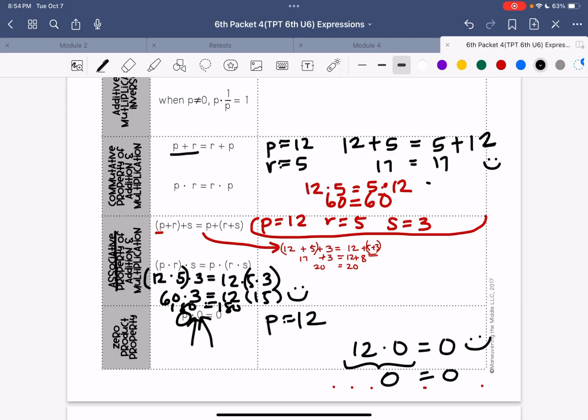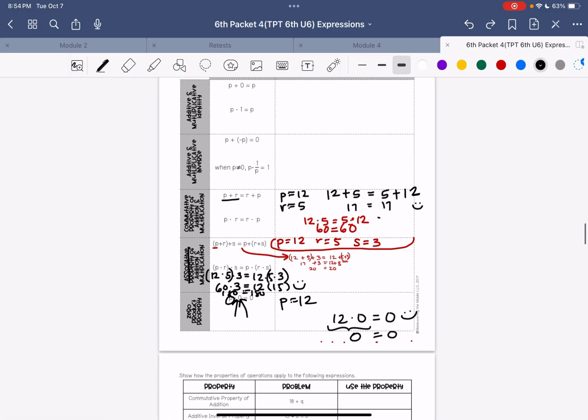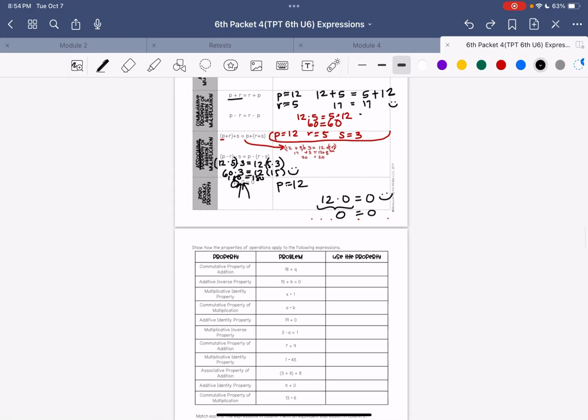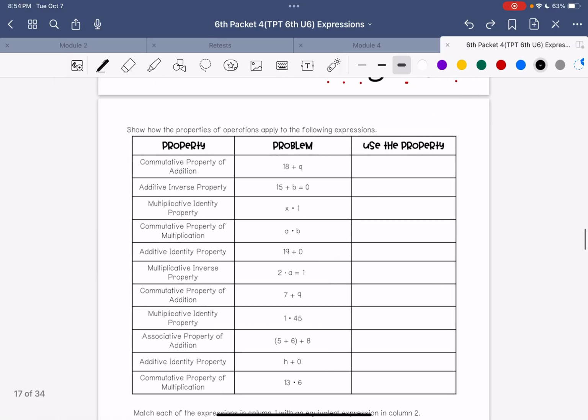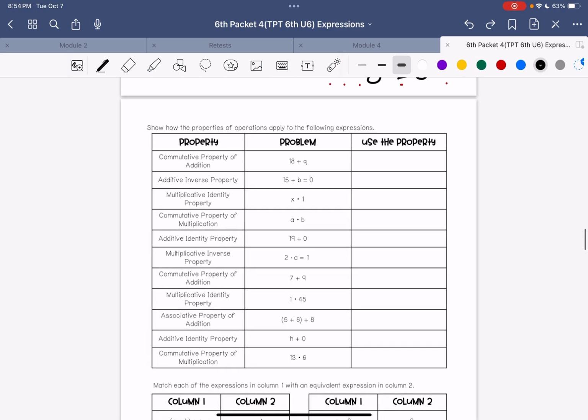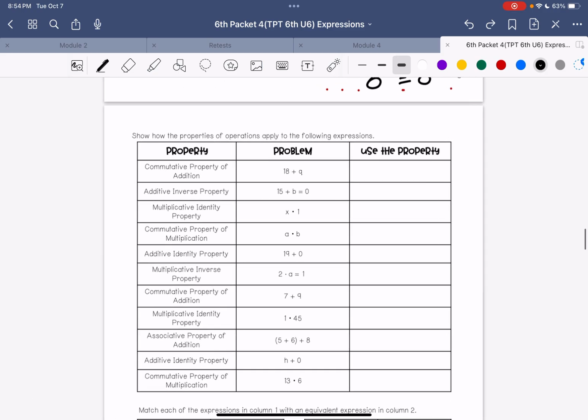All right, cool. Go ahead and take some time to look at these, or pause and rewatch parts of it, or cover it up and quiz yourself on it, because we have to know the names that go with these rules. You may have been doing it all your life, but now we need to know the names that go with it, okay? So I'm going to have you pause the video, go through this, and try to see if you can use the property on the problem that you're given, and then come back and check.